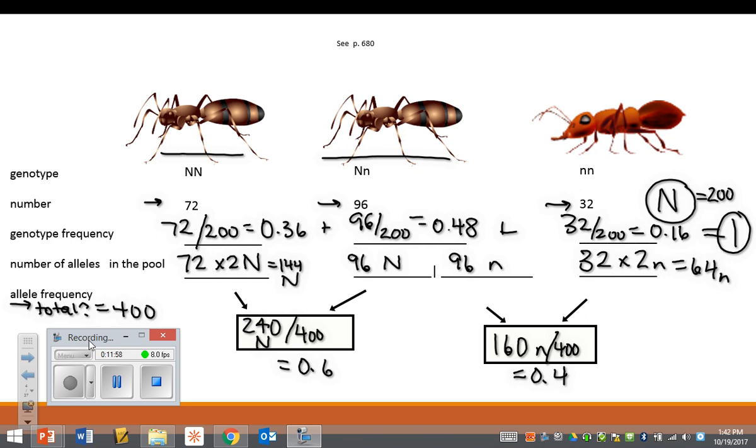Notice how the frequency of the alleles doesn't match up perfectly with the frequency of the genotypes. But notice how if I add these two together, it adds up to 1. Frequencies have to add up to 1.